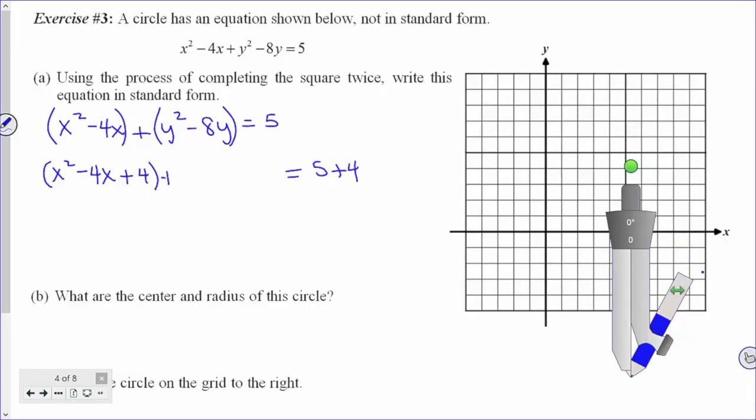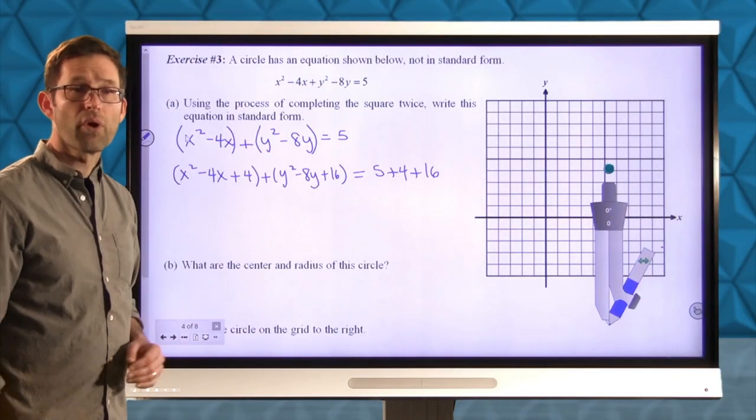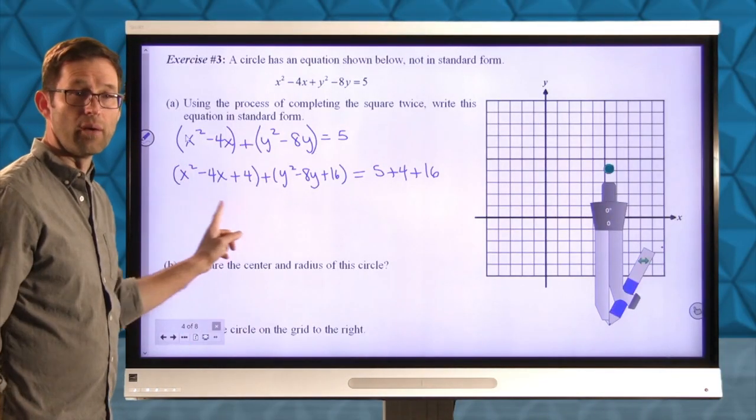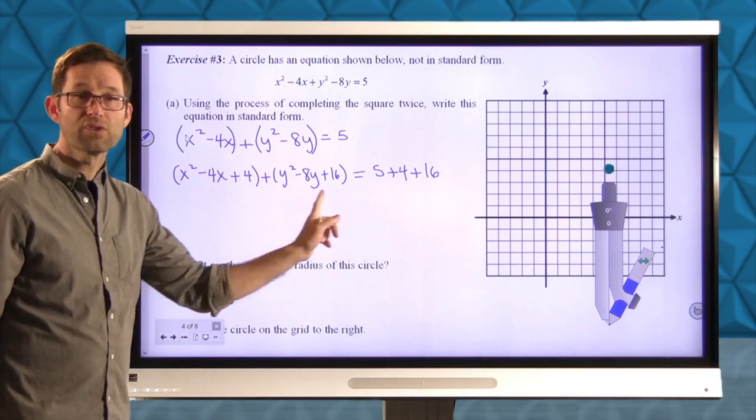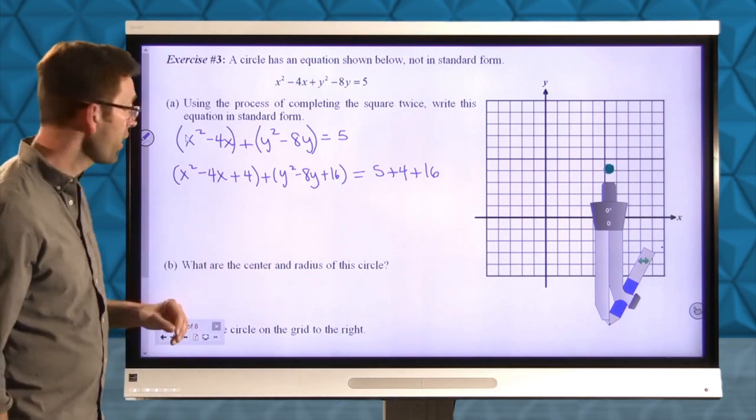In that case, I'm going to take half of the negative 8, and that's negative 4. I square it, and I get 16. I'm going to add it on there, and I'm going to add it on here. Now, since I've done the process correctly, this trinomial should be a perfect square, and this trinomial should be a perfect square, and they are.